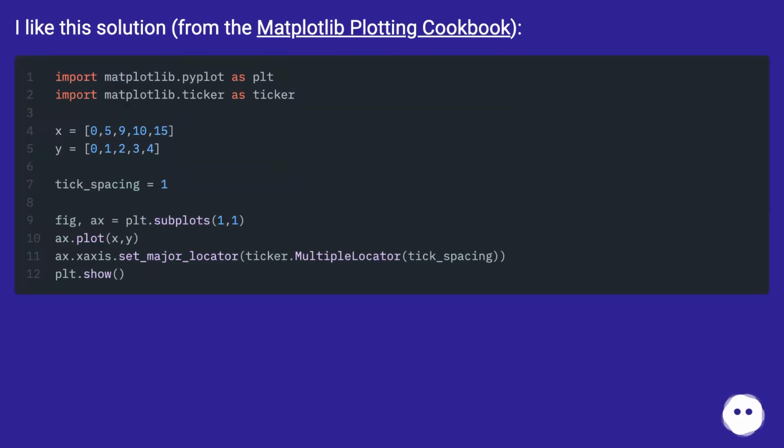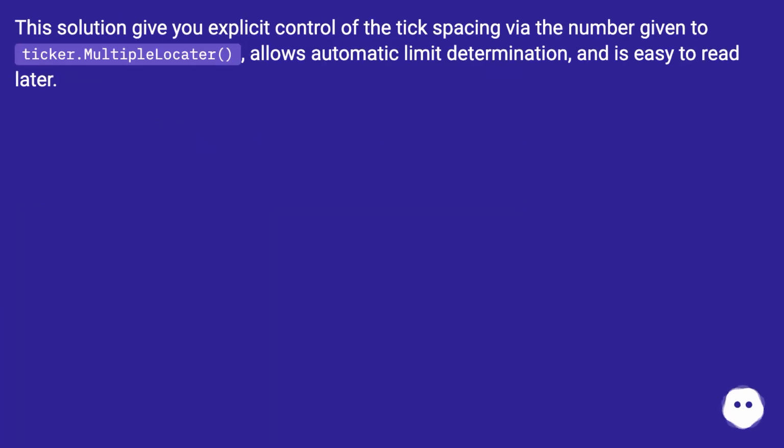I like this solution from the matplotlib plotting cookbook. This solution gives you explicit control of the tick spacing via the number given to ticker.MultipleLocator, allows automatic limit determination, and is easy to read later.